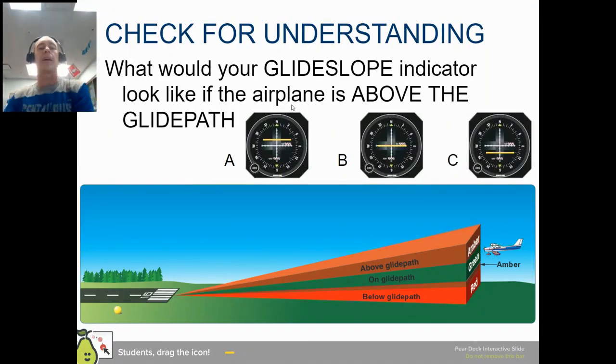So to check for understanding, what would your glide slope indicator look like if the airplane is above the glide path? So your airplane is way up here, and this, again, reminder, this is telling you where you need to go. It's not telling you where you are, it's telling you where you need to go. So if you are above, which situation would this be? Go ahead and select that now.